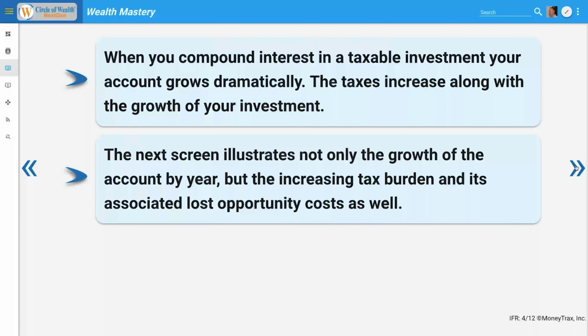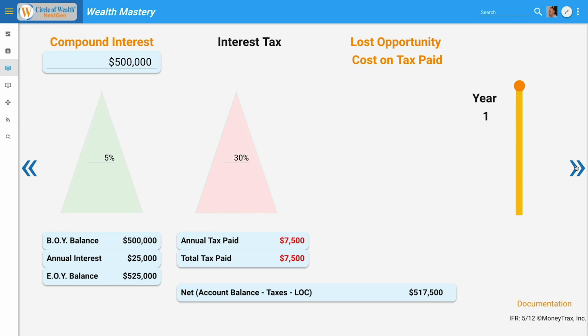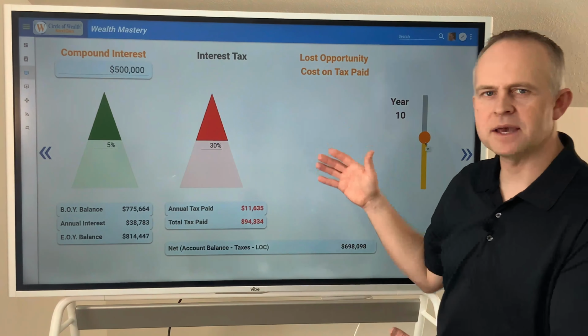On the next screen, we will illustrate not only the growth on the money, but the increased tax liability each year and the burden of that opportunity cost on top of that. So let's dive into that. Here we have our $500,000. And once again, if we just cruise along and we look at this over the next 20 years, we are seeing this tax liability, right?